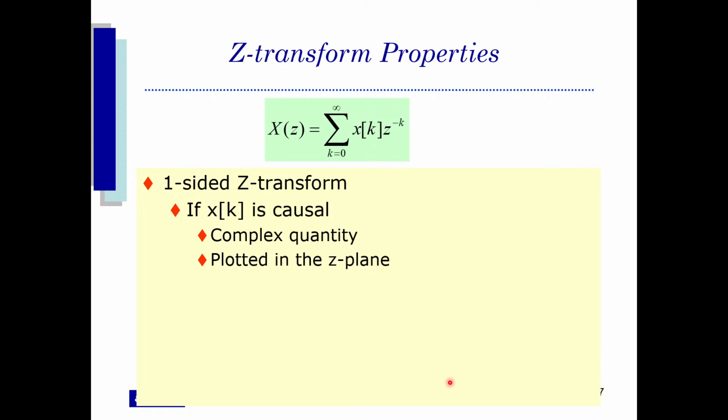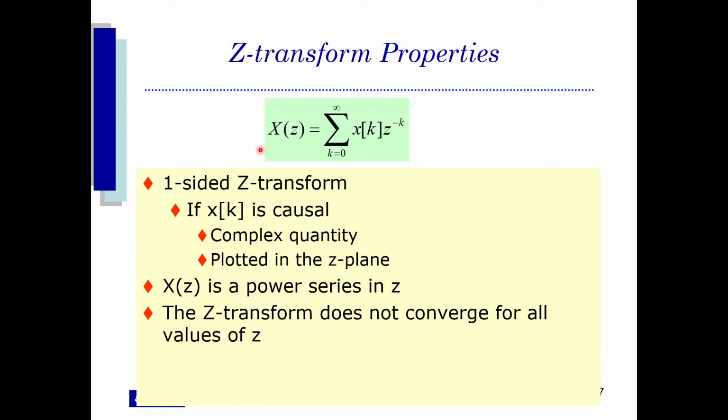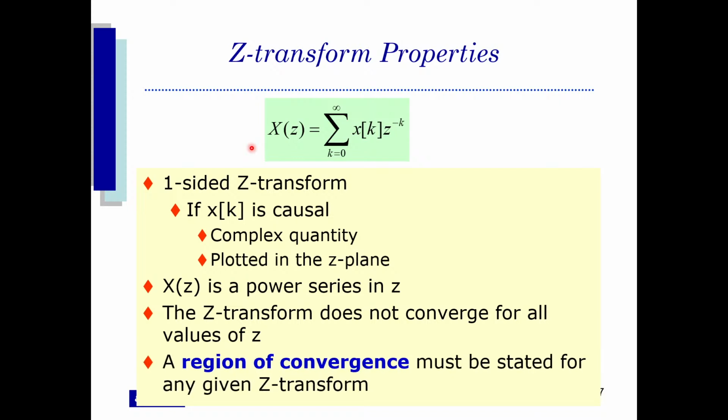So let's go back to the one-sided z-transform equation that we saw a few slides previously. We saw here that basically this one-sided z-transform was a power series in z. It is quite possible that the z-transform there is not going to converge for all values of z. And we're going to see how we calculate the region of convergence using the z-transform.